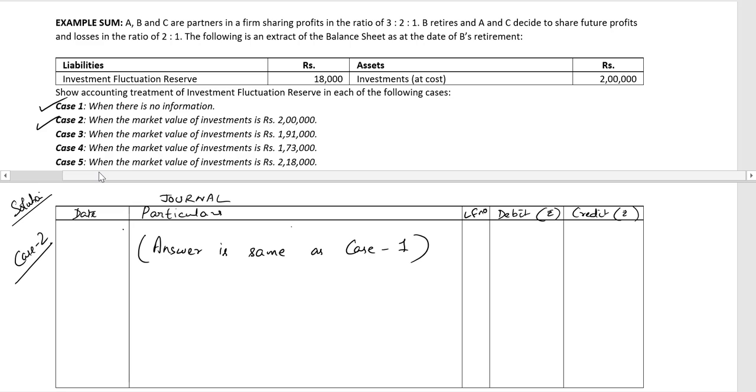And as in case 1, in the reconstituted balance sheet, on the asset side, the investments will continue to appear at rupees 2 lakh, whereas on the liability side, the investment fluctuation reserve will not appear because the same has been distributed among all the partners. Let's go to the next case, case 3.